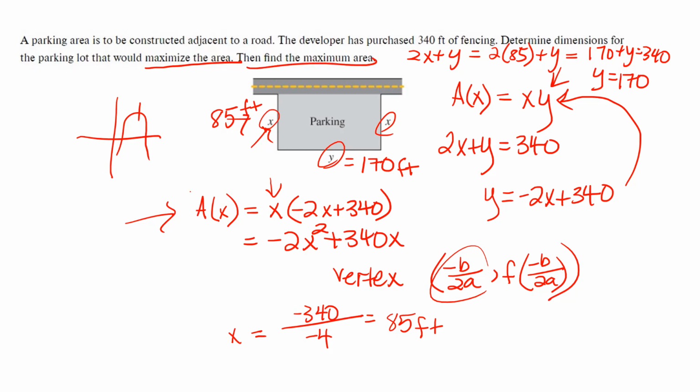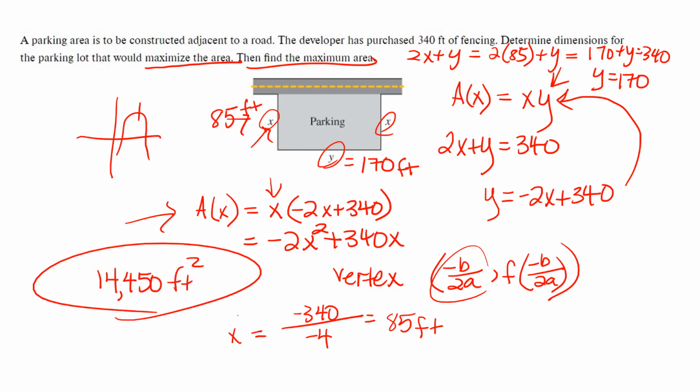You can multiply 85 times 170, or you can find the y-coordinate of the vertex of the function, which is f of negative b over 2a, so f of 85. And if you plug that in, that's 14,450 square feet for the maximum area of that parking lot.